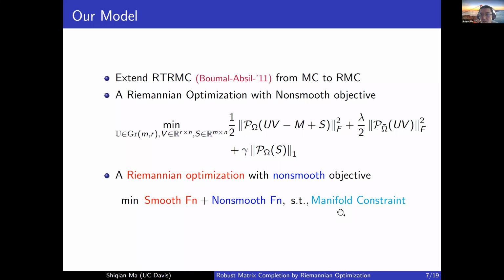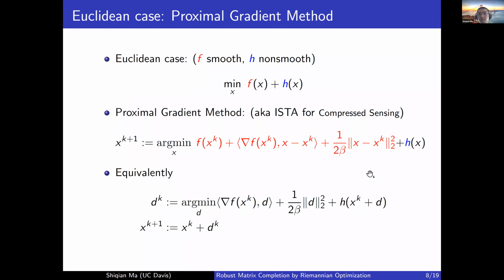Of course, for this kind of problem, you can also use the projected subgradient method. But since we already have a smooth function here, we don't want to use the subgradient method because we know that, for example, in the Euclidean space, the subgradient method is very slow and it is usually hard to choose the step size. So a better algorithm in the Euclidean case is the proximal gradient method. Now let me just review this proximal gradient method in the Euclidean setting.